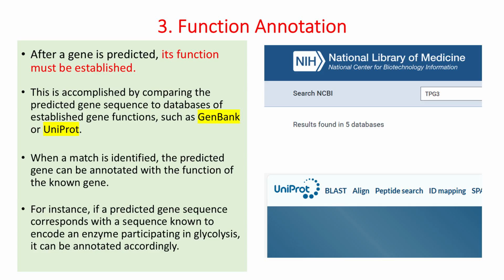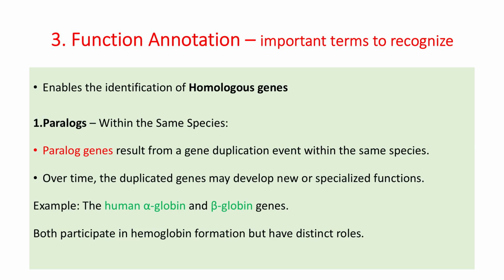Function annotation involves comparing predicted gene sequences with databases like GenBank to confirm functions, ensuring accurate genome annotation. Function annotation helps identify homologous genes. Paralogs, which arise from gene duplication within the same species, may develop new functions over time. For example, the human A globin and V globin genes both play roles in hemoglobin formation but have distinct functions.